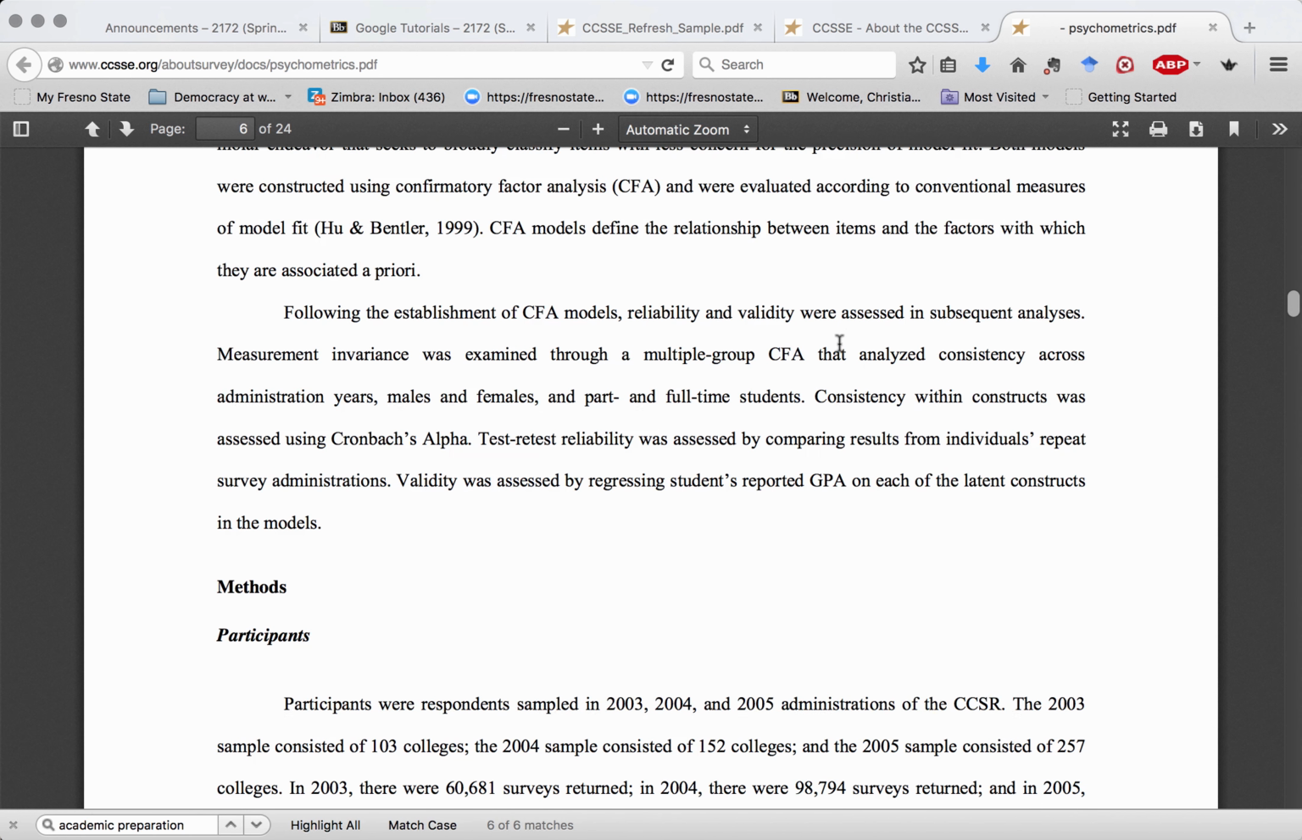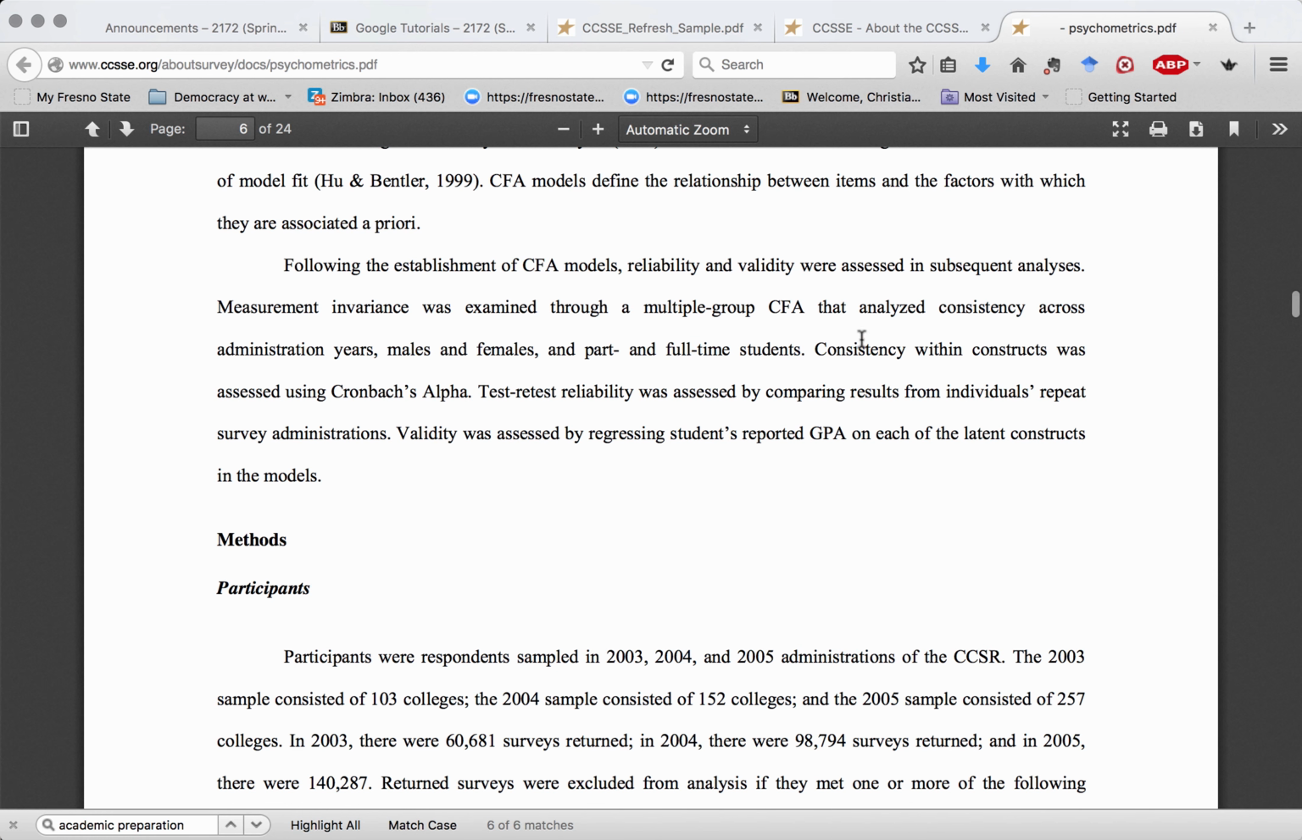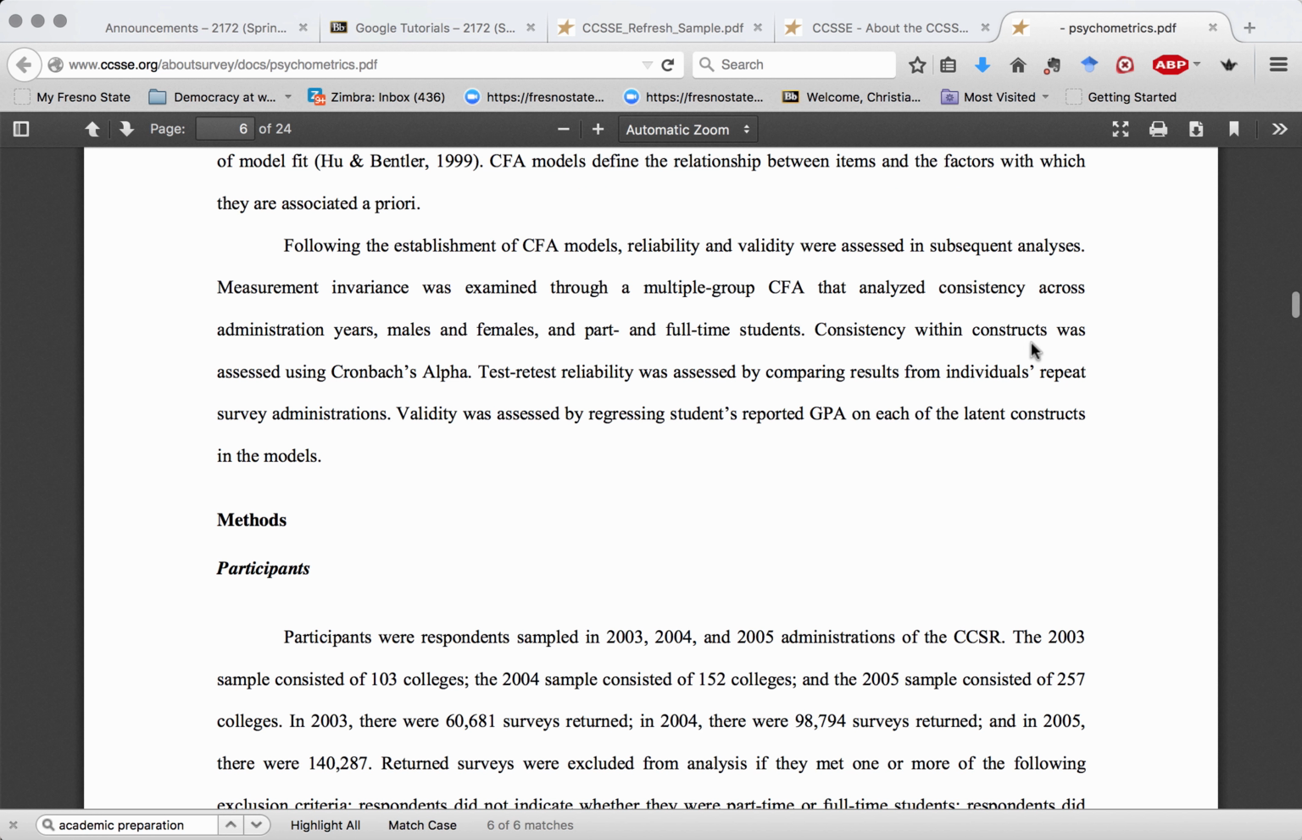And here is, right, so the validity was assessed with this confirmatory factor analysis, and then we looked at different groups, etc. And the consistency within the construct was assessed using Cronbach's alpha. This is the reliability coefficient. And then Test-Retest was assessed by comparing results from individuals, repeated survey administration. So this was a correlation.